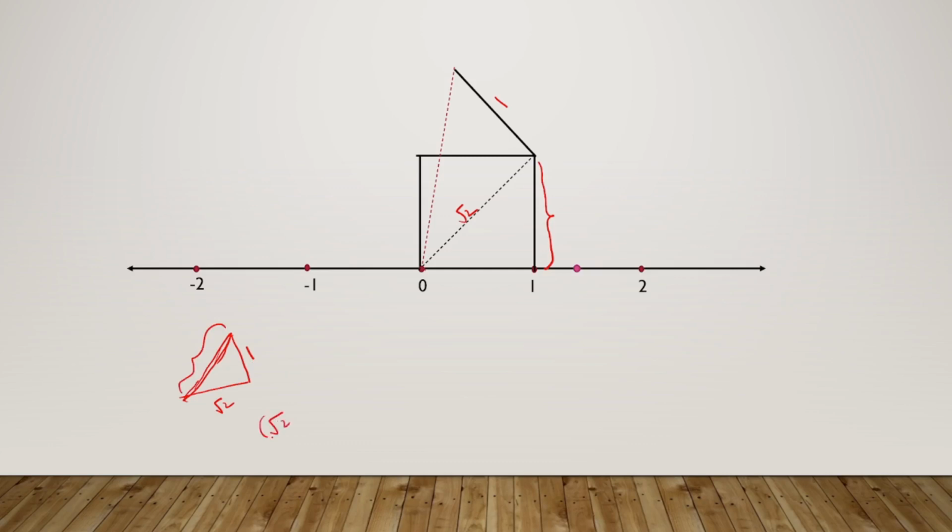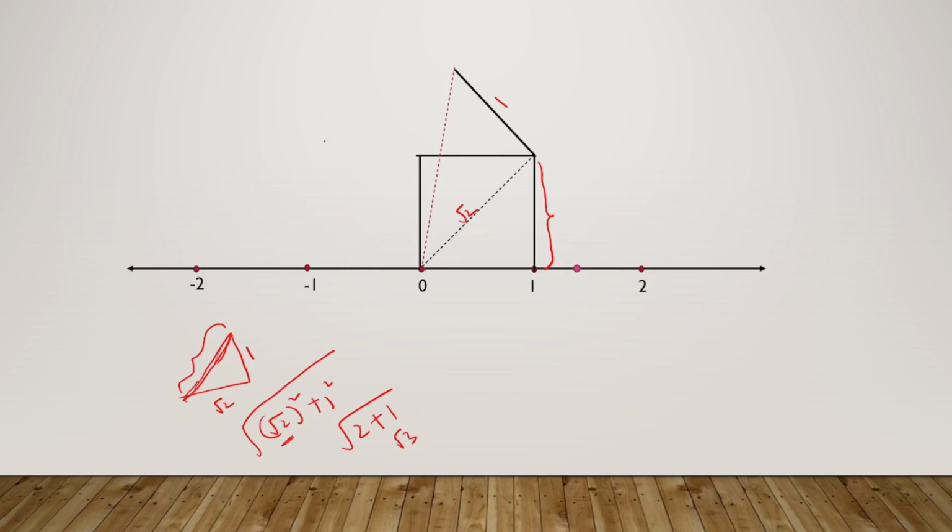Simple, same: square root of 2 square plus 1 square under the square root. So square root of 2 plus 1. Square root of 2 square is 2, normally 2 squared you would get 4. But anyway, here we have square root of 2, so obviously we get square root of 3.